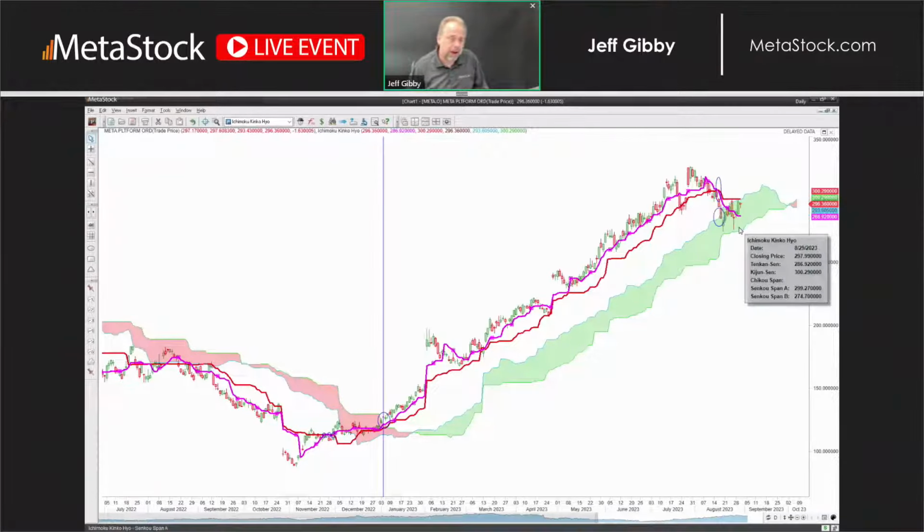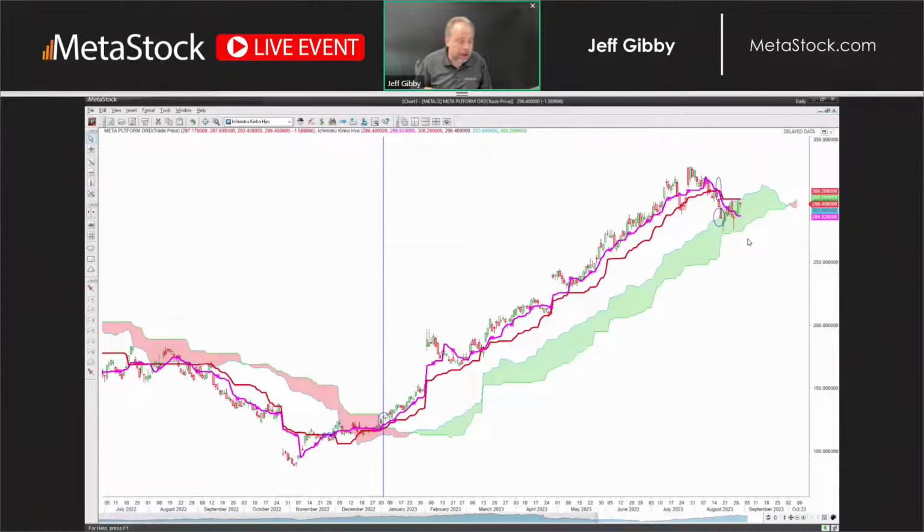Right now, if I'm looking at Facebook, I'd say based on the Kumo, right now we're in a neutral phase. And until it closes up above the cloud, we're going to be in that neutral phase. Or if it closes down below the cloud, then we'd enter a bearish phase. Okay. So that's how you determine a trend bias.